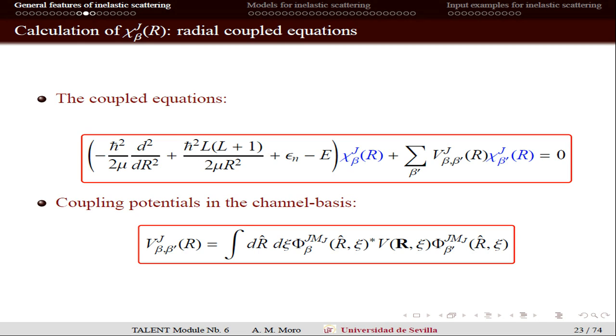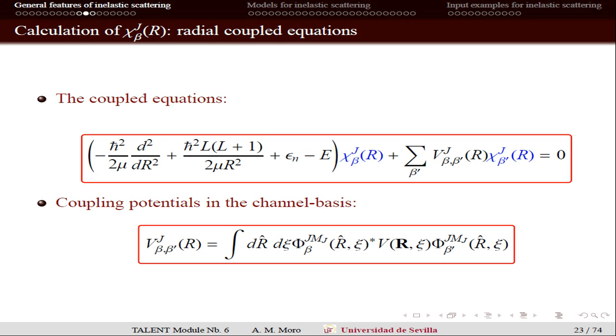And again, we can now define some coupling potentials in this channel basis. So now these coupling potentials are defined as the matrix element of, again, the V interaction between different internal states of the channel basis. And since the channel basis depends on these angular variables R and the xi functions, then we have to integrate on both variables. And these coupling potentials will depend on the beta prime, so the initial and final channels, and also on the total J.